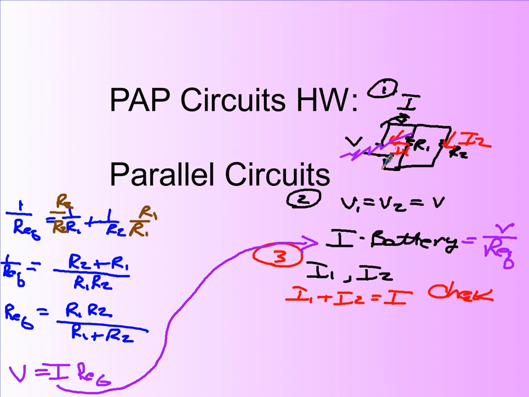Now, how do you find the current through any one of these branches? Well, it's kind of straightforward. V is IR. So the battery voltage is going to equal the current through the first one times the resistance through the first one. So the current through the first one is going to be the battery voltage divided by R1. Similarly, the current through the second one will be the battery voltage divided by R2. Just remember to check and make sure when you do this, all of your currents add up to your battery current.